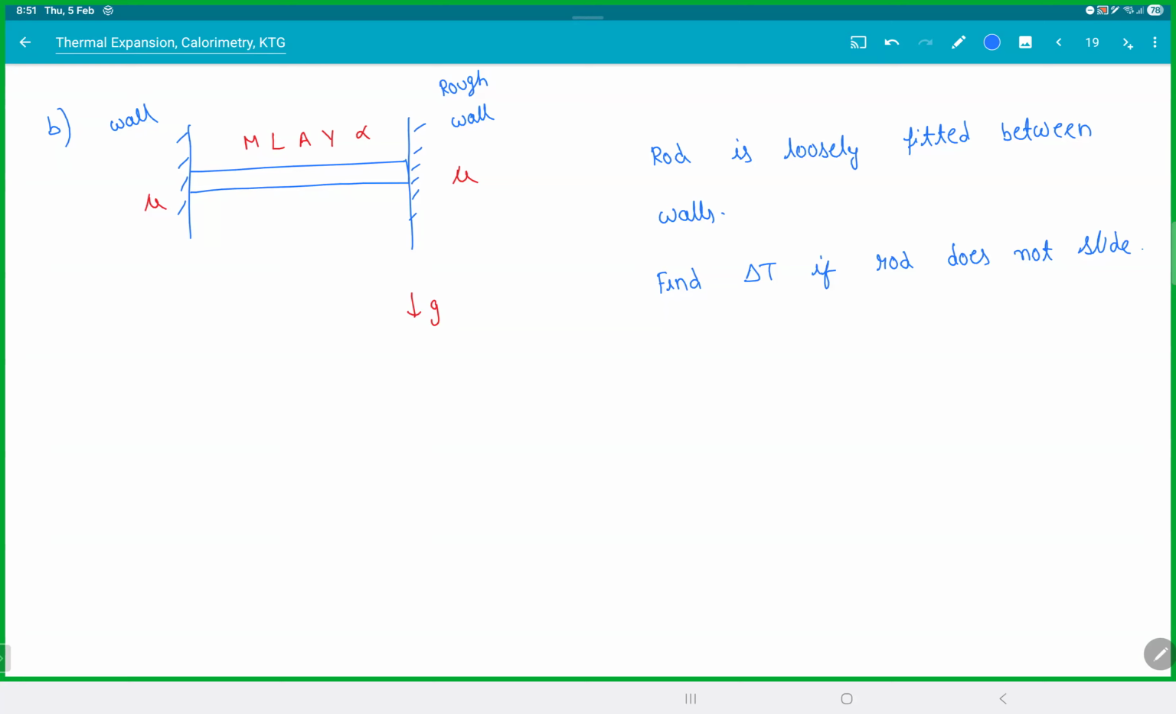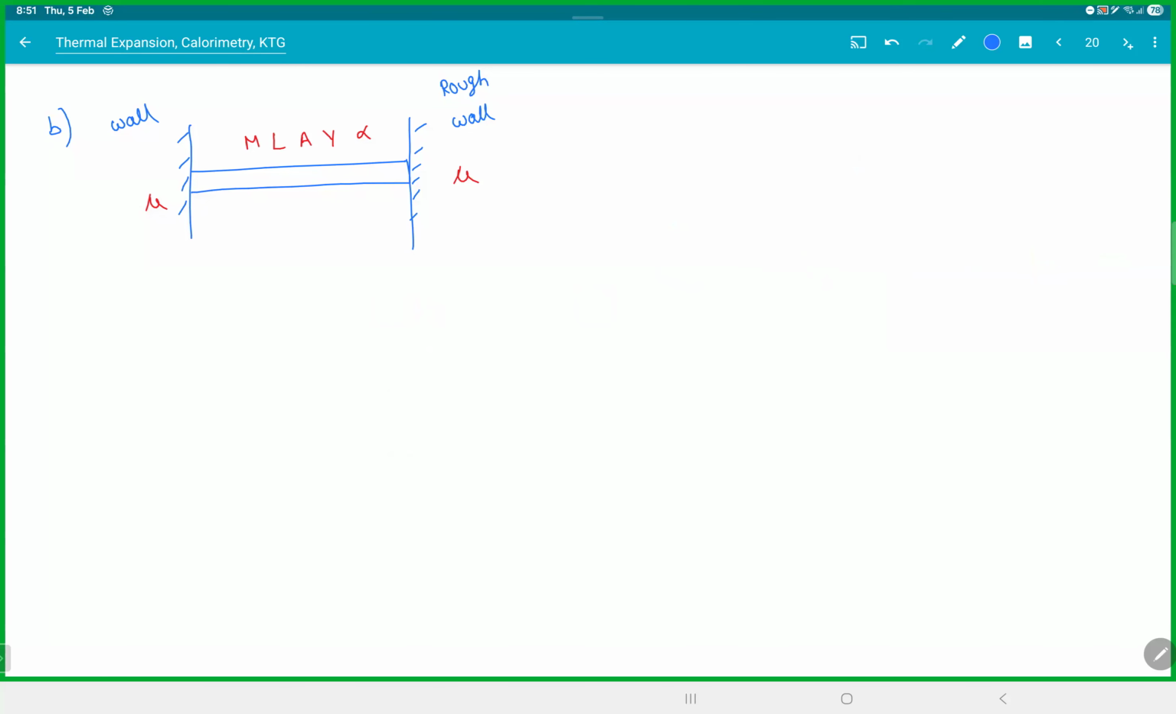Let's see. So now, if you look at this rod scenario, at the new temperature T plus delta T, the natural length was L into 1 plus alpha delta T. So the rod will think I'm supposed to be this much. But due to walls, you couldn't expand. So this is classic, that example I gave you.